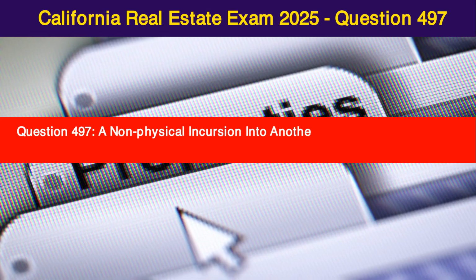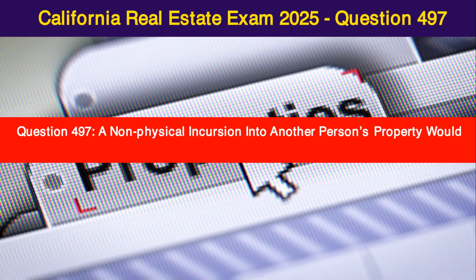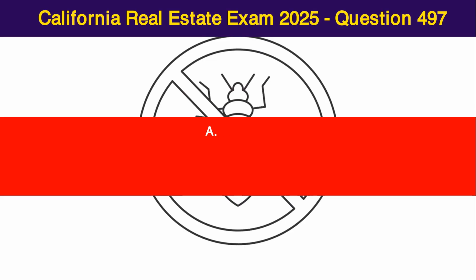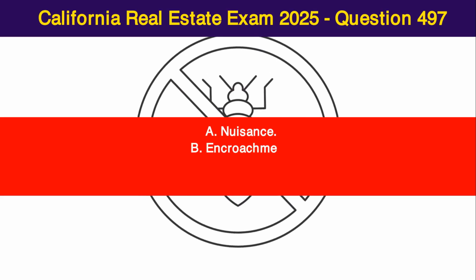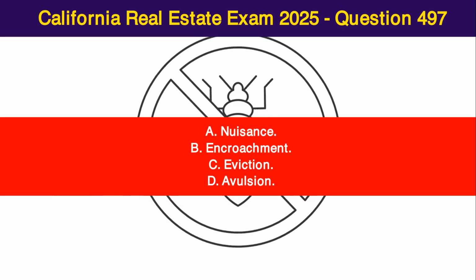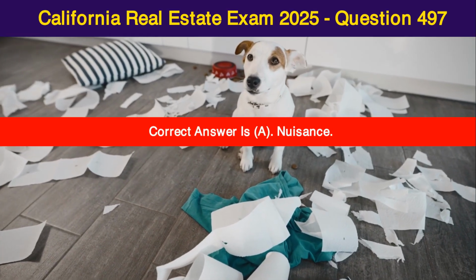Question 497. A non-physical incursion into another person's property would best be described as A. Nuisance, B. Encroachment, C. Eviction, D. Avulsion. Correct answer is A.